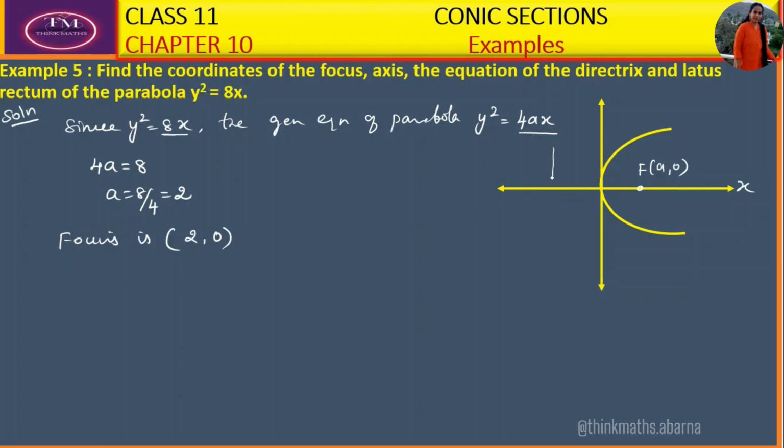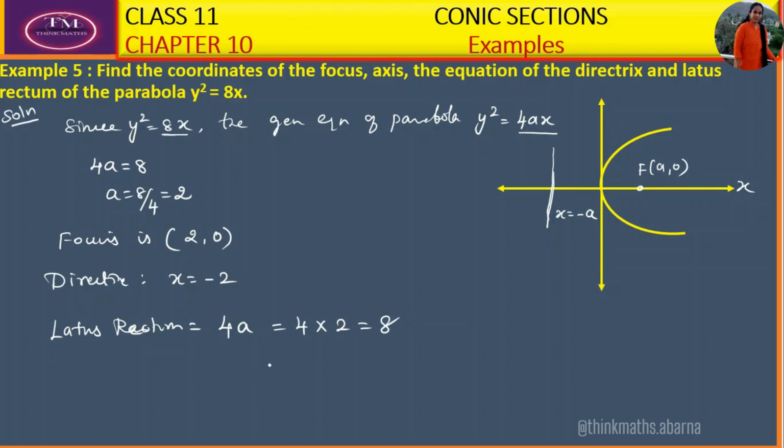Now we will have the directrix here. So the directrix for this equation is x is equal to minus a. So therefore directrix equation is x is equal to minus 2. Next one, we have to find latus rectum. What is the formula for latus rectum? Latus rectum is 4a. So it is 4 into a is 2, which is 8. So these are the values. We can easily get these values if you know the format of the standard form of the parabola.